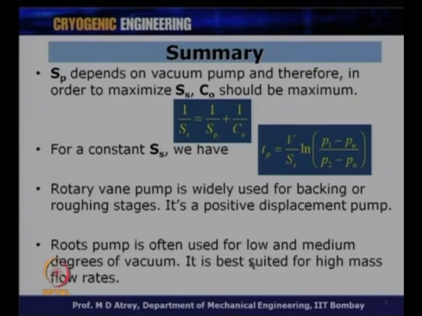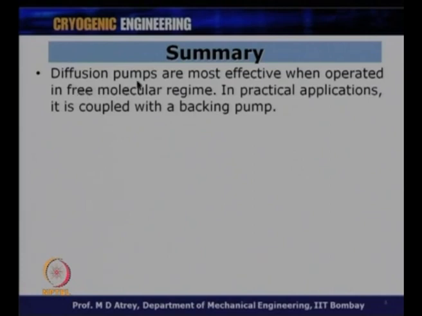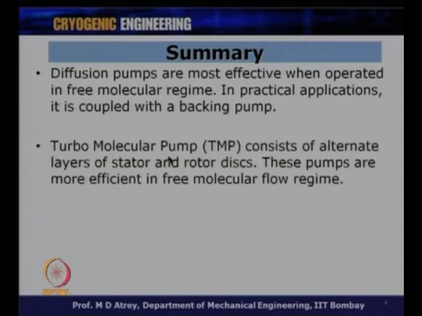Roots pump is often used for low and medium degrees of vacuum. It is best suited for high mass flow rates, when you want the low vacuum to be reached very fast, or when we have a very big volume to be vacuumed. Then we know diffusion pumps are most effective when operated in the free molecular regime. In practical application, it is coupled with a backing pump. Then we got the TMP or turbomolecular pump. It consists of alternate layers of stator and rotor discs. These pumps are efficient in the free molecular flow regime, like the diffusion pump.